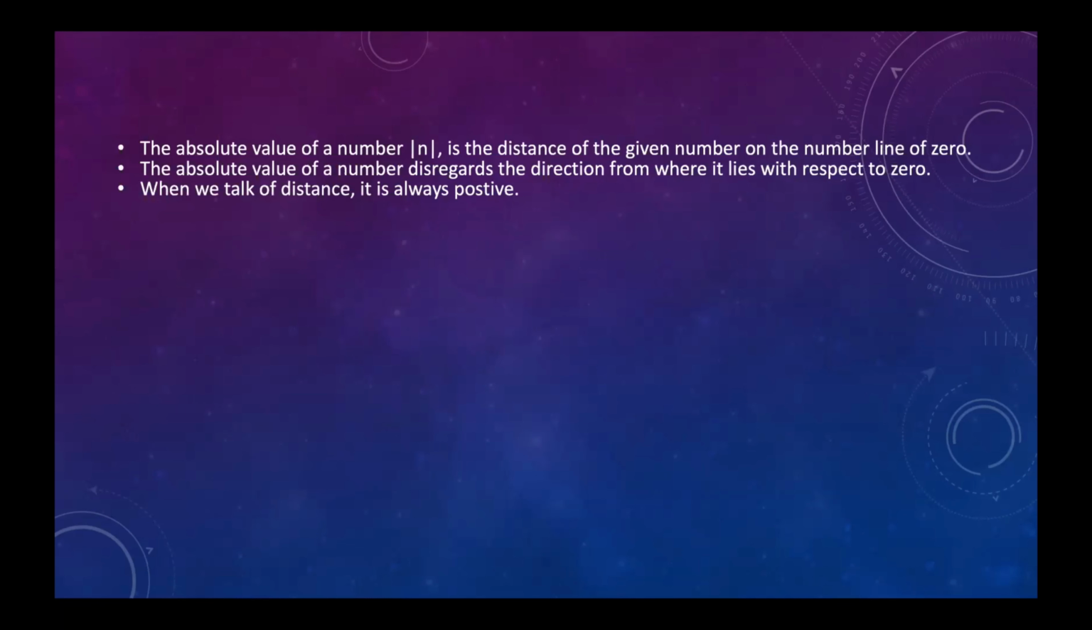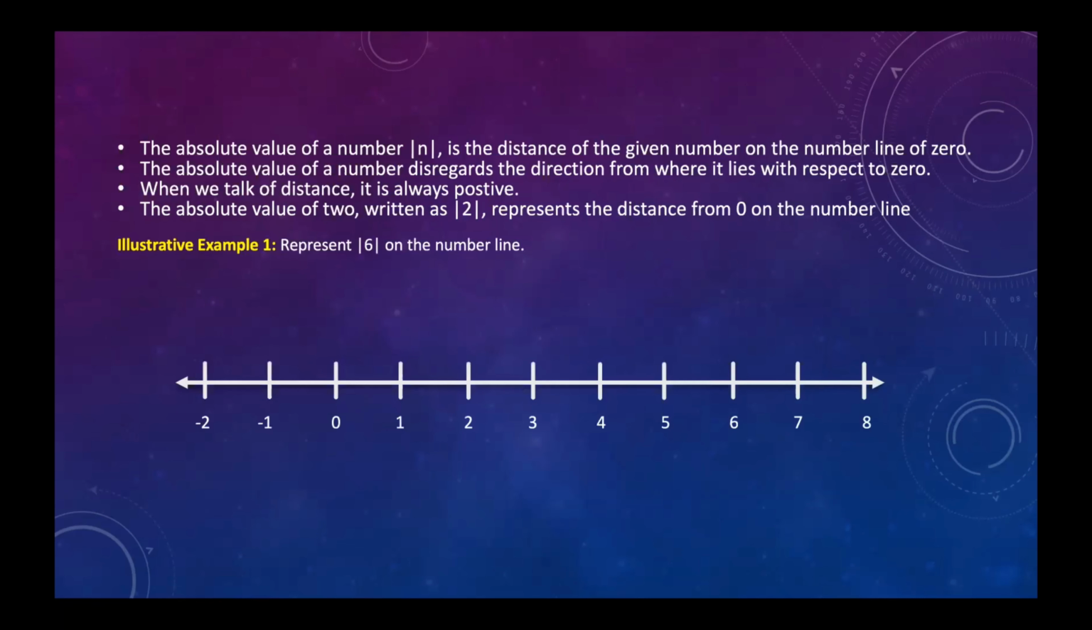When we talk of distance, it is always positive. So even if you go to the left, which is the negative side of the line, when you count the distance from 0, it will always be positive. The absolute value of a number, written as a bar, the number, then another bar, represents the distance from 0 on the number line. For example, illustrative example number 1: represent the absolute value of 6 on the number line. We have a number line which has 0 to 8 and then 0 to negative 2.